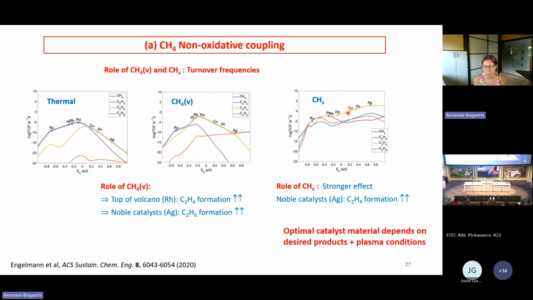So the message here is that the optimal catalyst material depends on the desired products. Typically ethylene is more desired, but it also depends on the plasma conditions. If you have a plasma where there's a lot of vibrational excitation, these catalysts would be best. However, most plasma catalysis conditions have mainly radicals, and in this case, this can give information about which catalysts are more desirable.